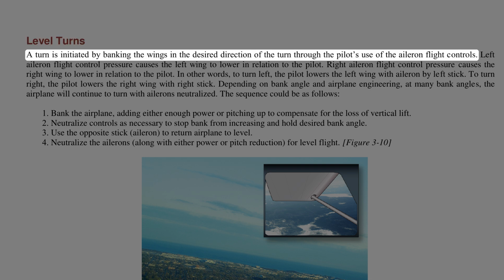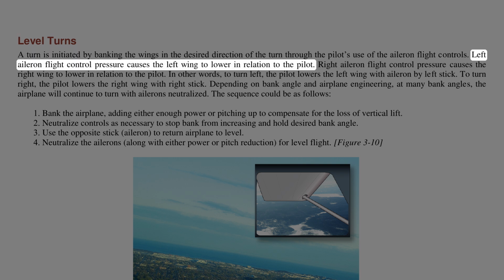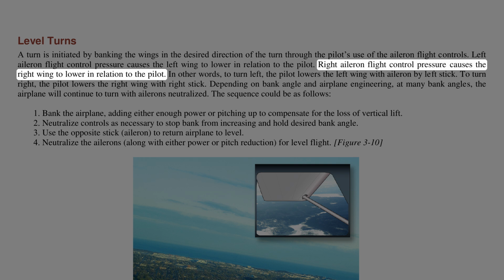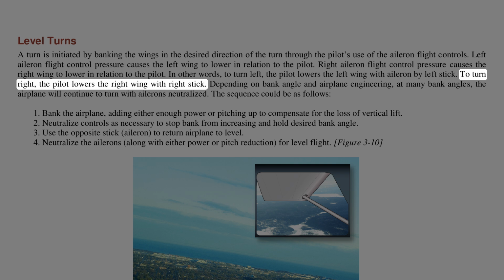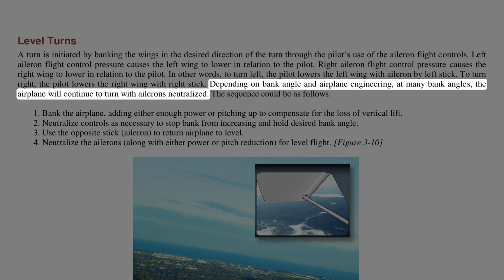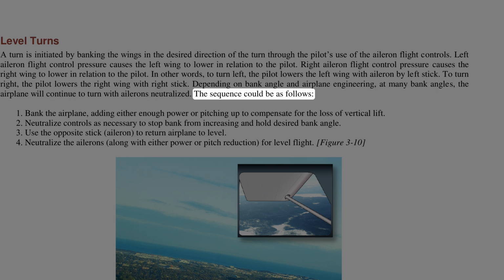Level turns. A turn is initiated by banking the wings in the desired direction of the turn through the pilot's use of the aileron flight controls. Left aileron flight control pressure causes the left wing to lower in relation to the pilot. Right aileron flight control pressure causes the right wing to lower in relation to the pilot. In other words, to turn left, the pilot lowers the left wing with aileron by left stick. To turn right, the pilot lowers the right wing with right stick. Depending on bank angle and airplane engineering, at many bank angles, the airplane will continue to turn with ailerons neutralized. The sequence could be as follows.